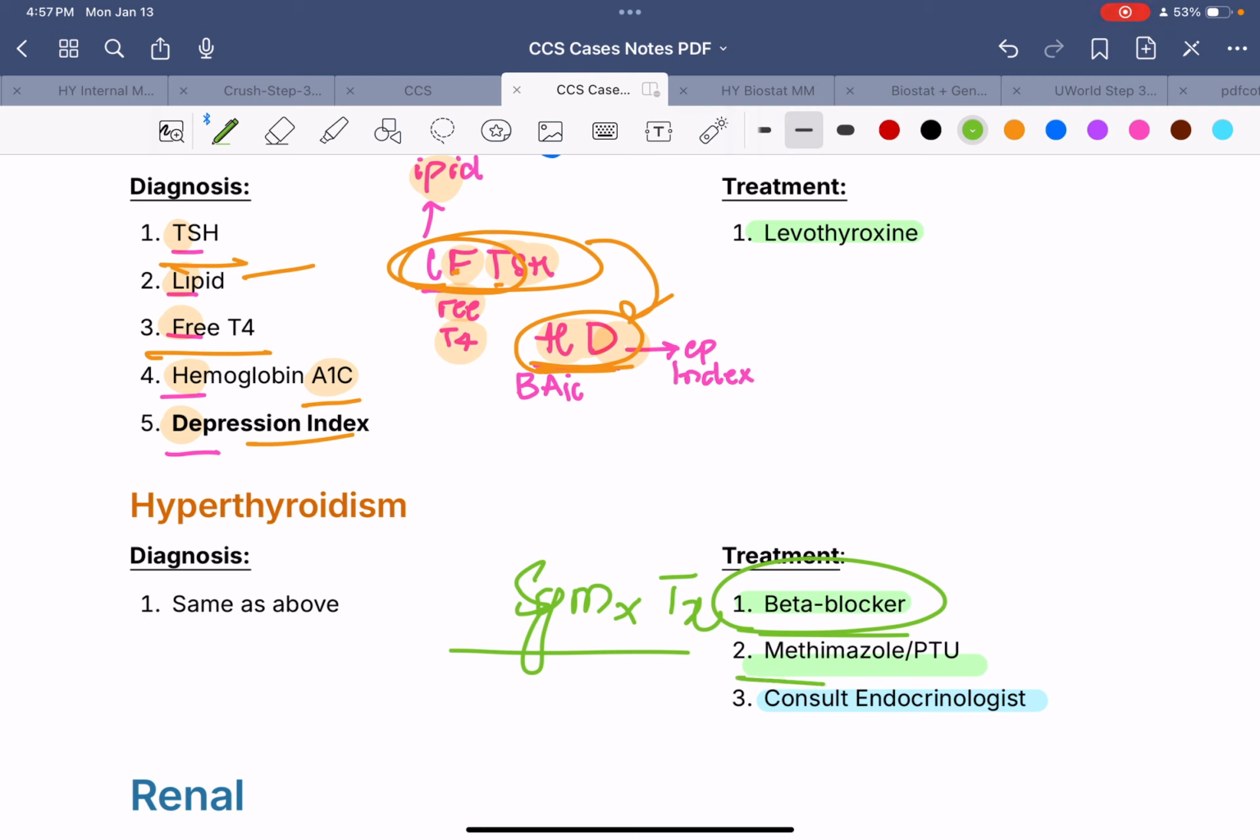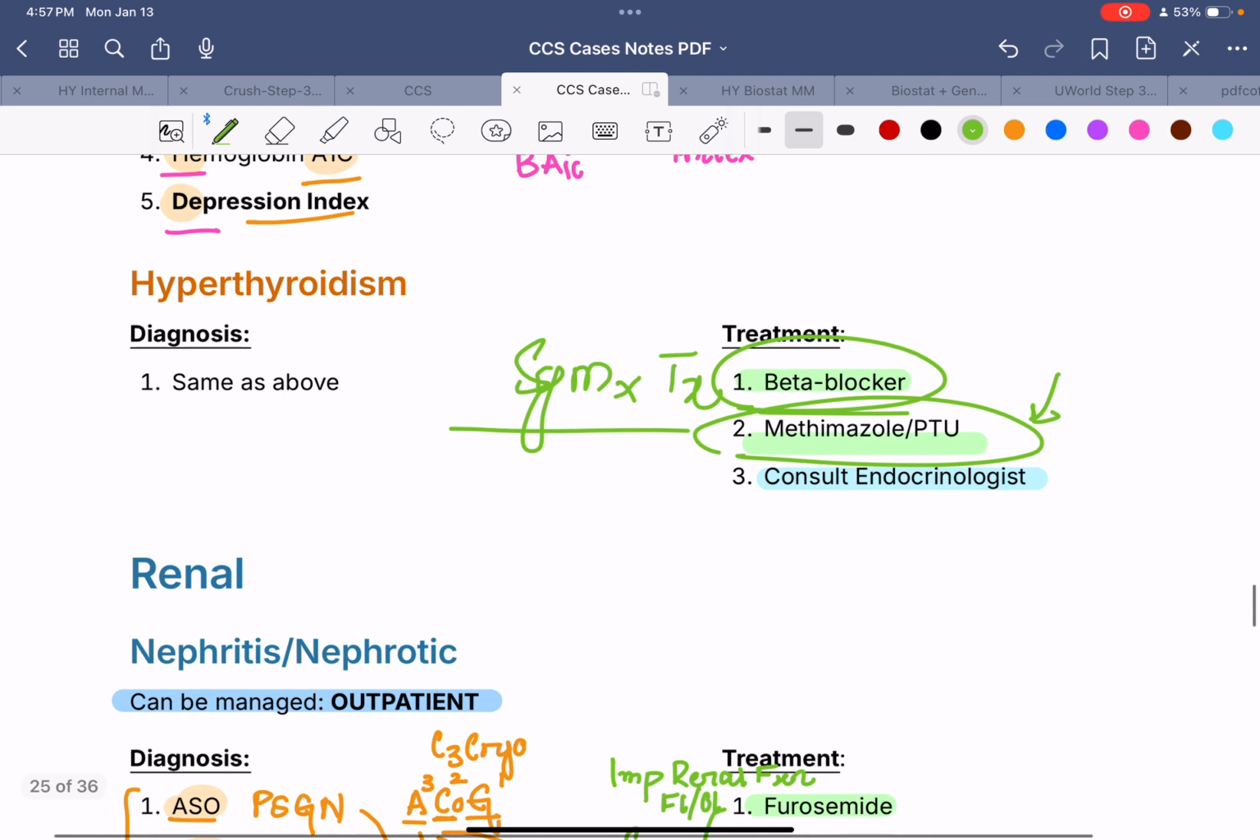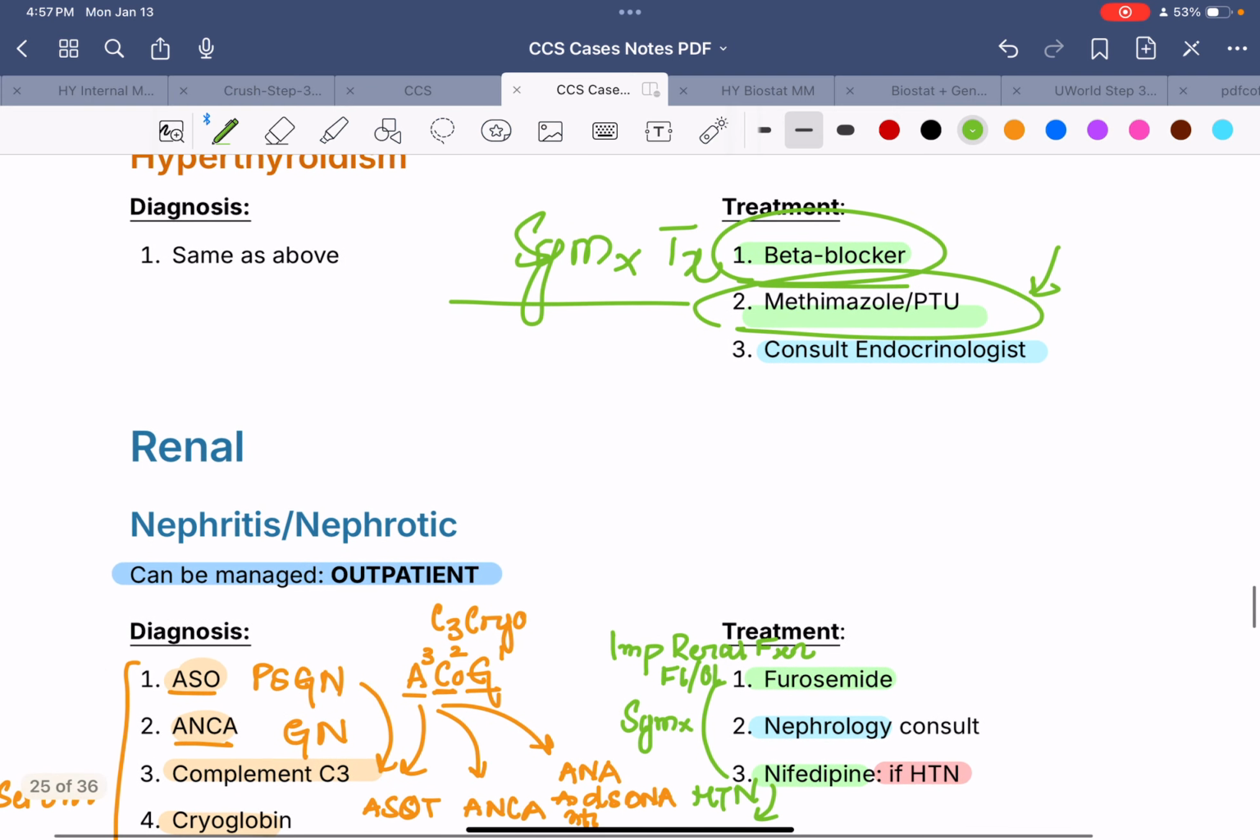And next off, we have to, of course, destroy the extra thyroid hormone that is being secreted. So in order to destroy those parts of the thyroid, we can use either methimazole or PTU, propylthiouracil. And of course, it's an endocrinology case, so we will consult the endocrinologist.